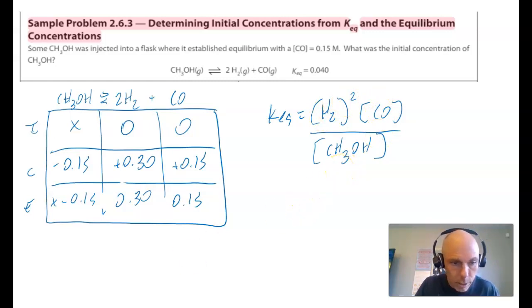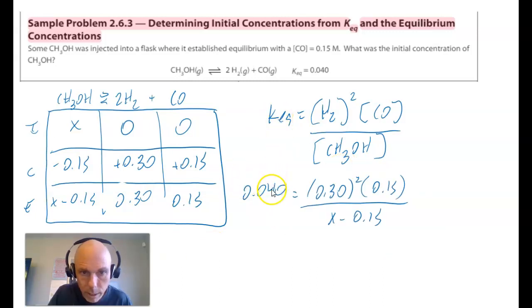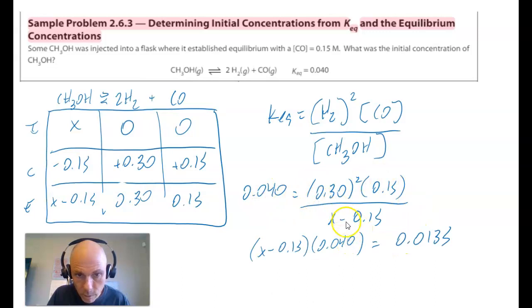Now I'm going to plug values into that. So I plugged in 0.040 for Keq because that was given to me, 0.3 for hydrogen squared, 0.15 for carbon monoxide, and methanol again is X minus 0.15. So now we just need to do some algebra and solve for X. First thing I did is multiply both sides by X minus 0.15, which got it out of the denominator on the right and moved it to the numerator on the left. And then I squared 0.3, multiplied by 0.15, and I'm left with this expression here.